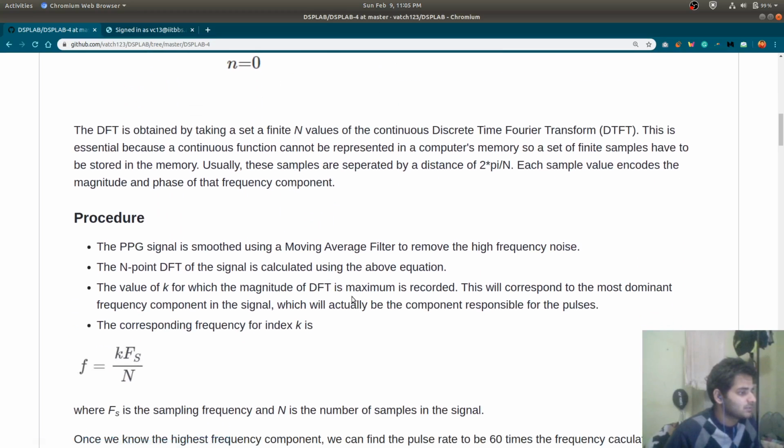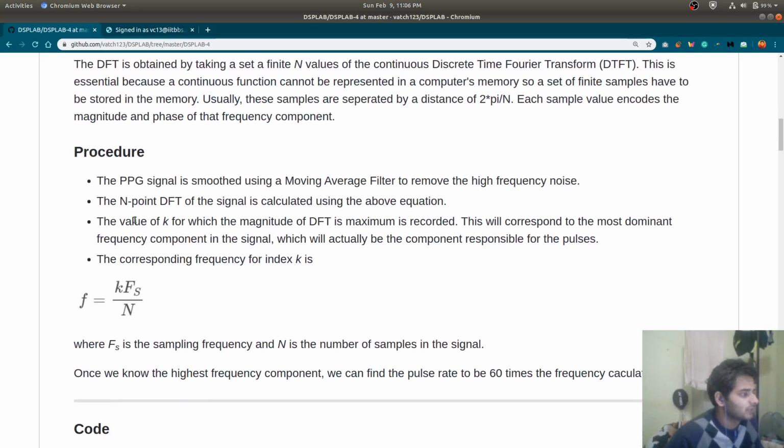Now, once we get the N-point DFT, we will try to find the point where the frequency component's magnitude is maximum. So why do we want to do this? We want to do this because the component which has the highest magnitude is the component which is the most dominant. So in a PPG signal, the most dominant component should be the frequency component related to the pulses or the heartbeats.